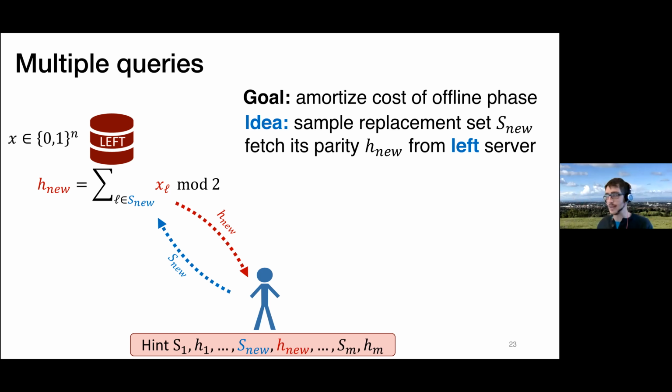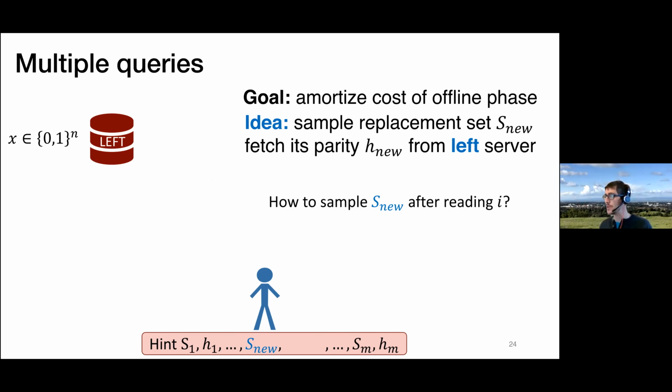So let's fill in the details. First, the question is, how should the client sample this new set? Unlike in the offline phase, the client cannot just sample the set uniformly at random, because the set that is replaced is chosen such that it contains index I. And if you replace a set that was chosen to contain I with a uniform random set, you would skew the distribution. Instead, the client needs to sample a set that contains index I to preserve its local distribution. But there again, you run into trouble.